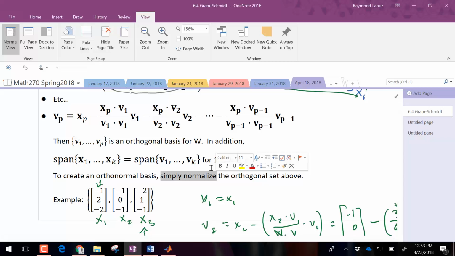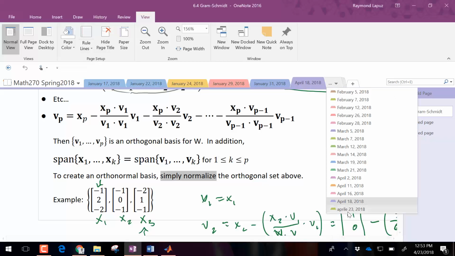And that's kind of what you guys did in the activity. So let's assume that you guys know how to do that already and move on.